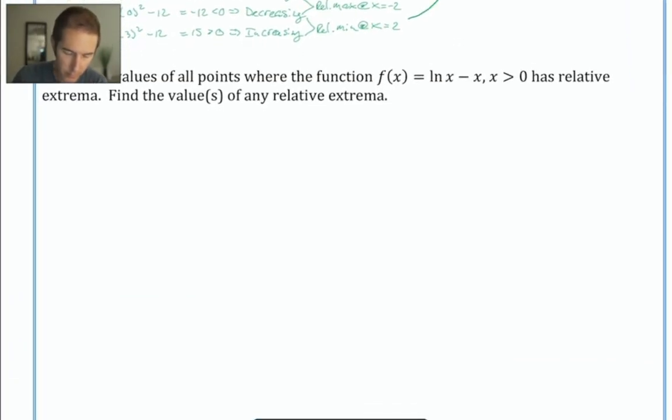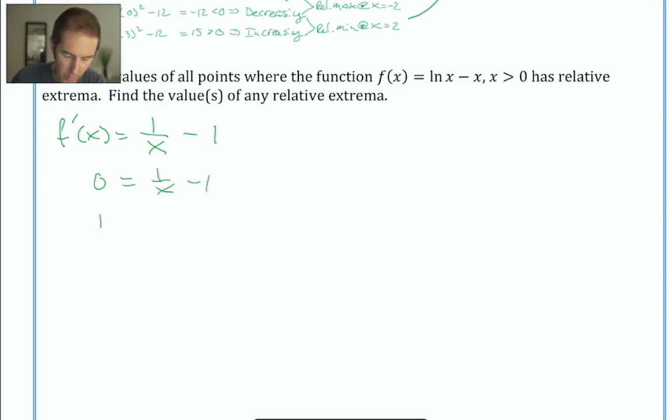Let's take the first derivative. First derivative of the natural log function. You haven't done a lot of these yet, so you might not remember, but it's 1 over x minus the derivative of x, which is 1. And then we're going to take that and set it equal to 0.